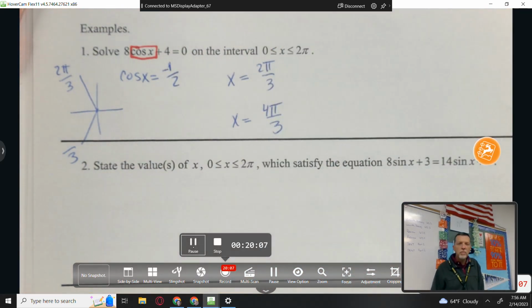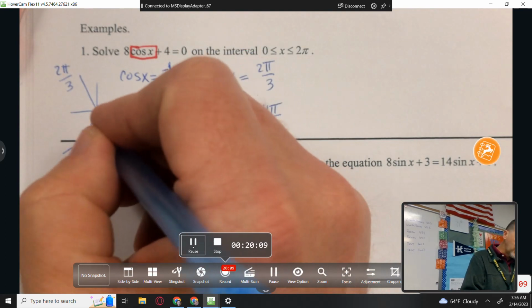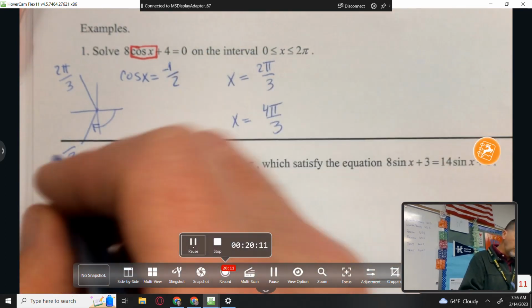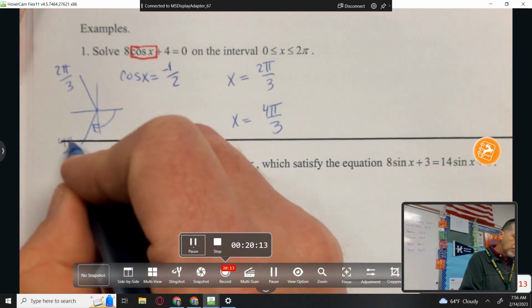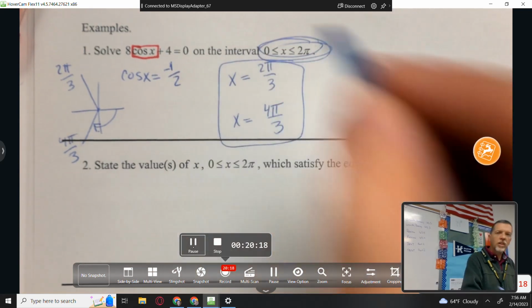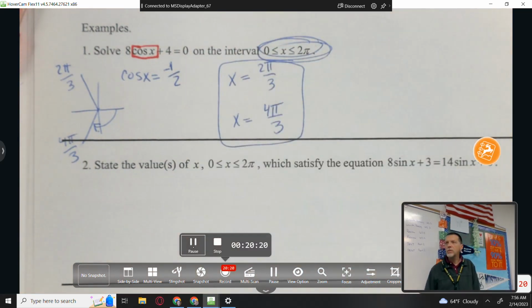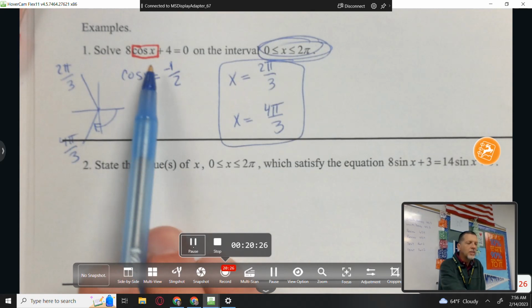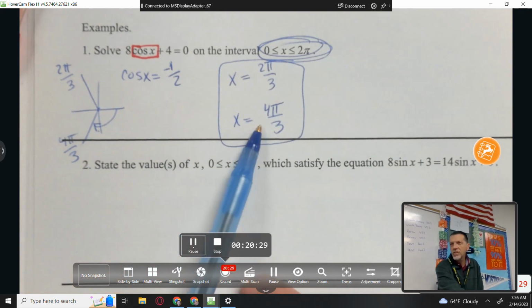Now, be careful, again, you could say this is negative 2 pi over 3, and you'd land at the right spot, but that would not be between 0 and 2 pi. So make sure your answers are where they're supposed to be, between 0 and 2 pi. So this is a little bit of algebra and a little bit of unit circle is most of what today is.